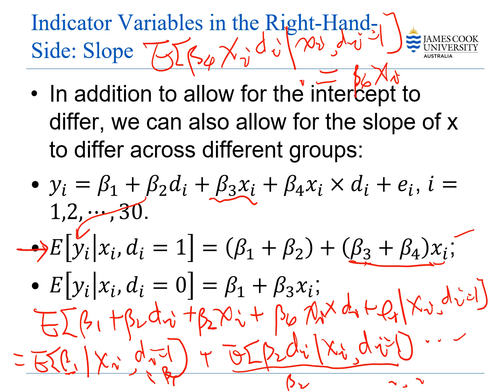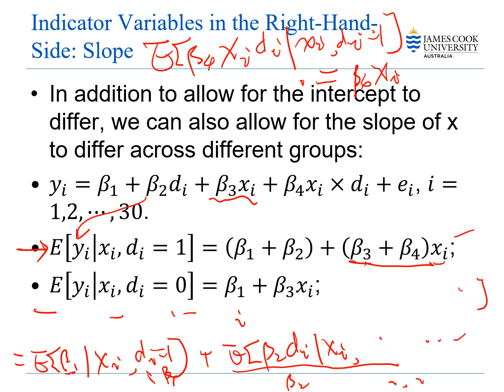Similarly, we can compute the regression function for di equal to 0. And let's compare these two equations. First, the intercepts, they are different, right? This is because we include this dummy indicator variable. What happens to the slope of xi? The slope is measured by the coefficient of xi. And we see that there's a difference.